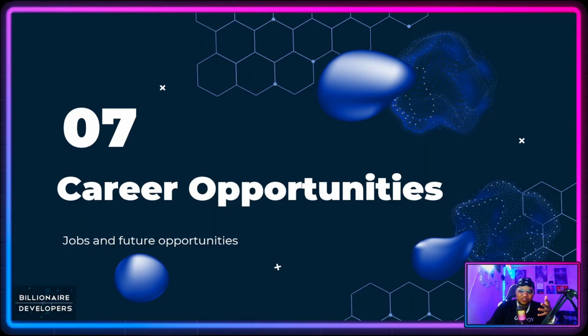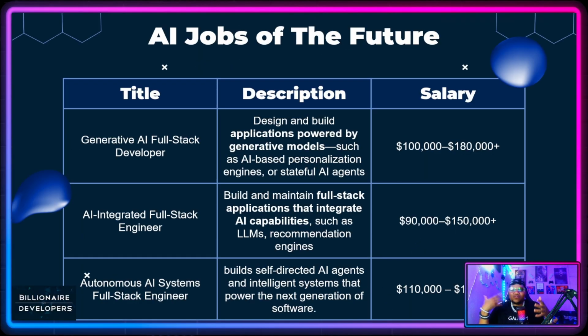Now, some really interesting facts that I just saw are some emerging AI jobs that you'll be hearing about in the future. Things like generative AI full stack developer, right? This person will be designing and building applications powered by generative models, meaning AI has learned and trained off certain data, and can now start generating information, images, or videos by itself. We have an AI integrated full stack engineer. This person builds and maintains full stack applications that integrate AI capabilities, right?